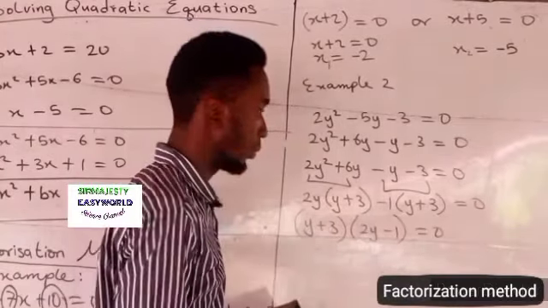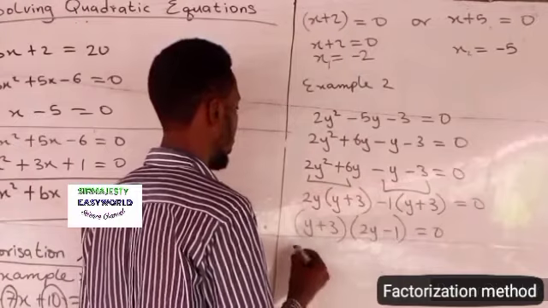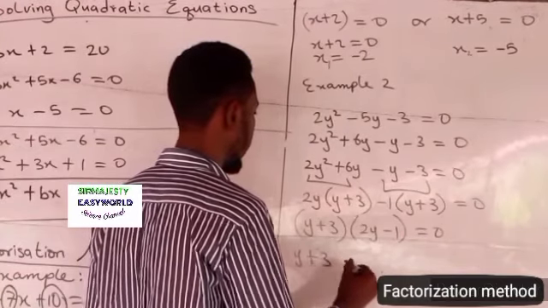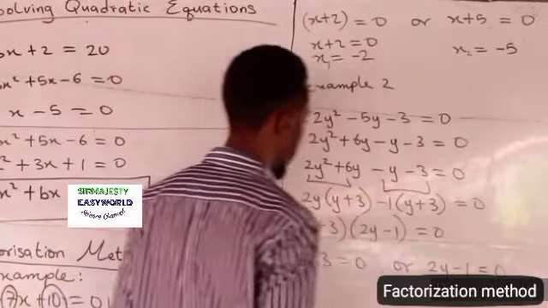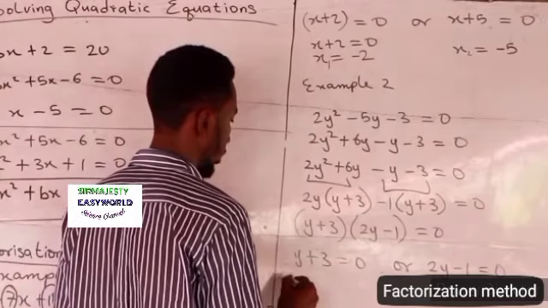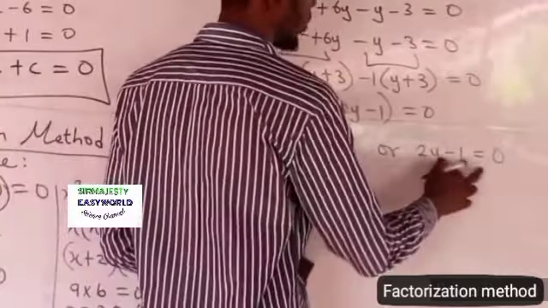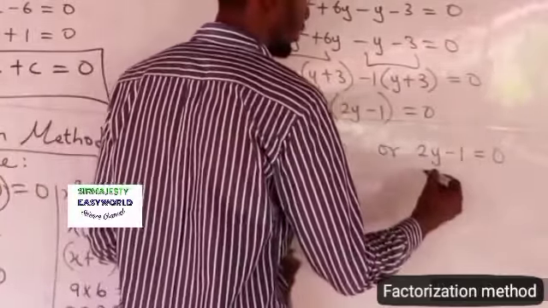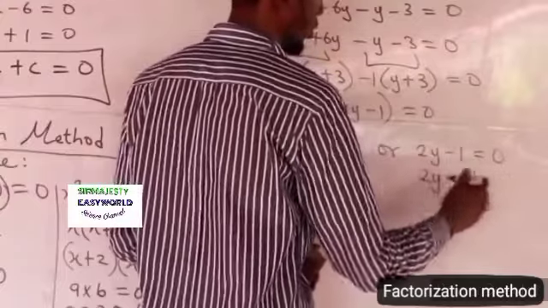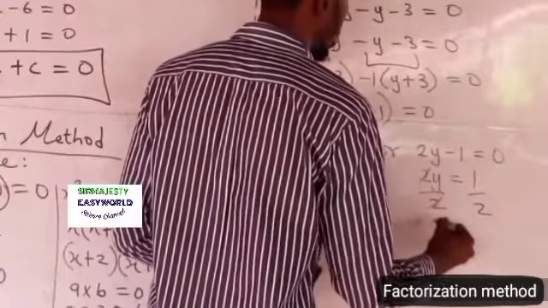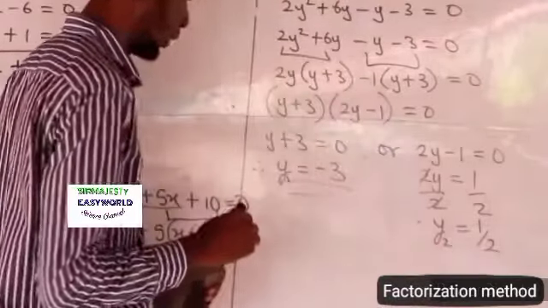Now we use our knowledge of mathematics to finish this up. If two numbers multiply to get 0, it means that either y plus 3 is equal to 0, or 2y minus 1 is equal to 0. So if y plus 3 is equal to 0, that simply implies that y is equal to minus 3. And if 2y minus 1 is equal to 0, that simply implies that 2y is equal to 1. By moving this 1 to the other side, it becomes positive 1, and then we divide both sides by 2, so that we get y is equal to half. So this is y2 and this is y1.